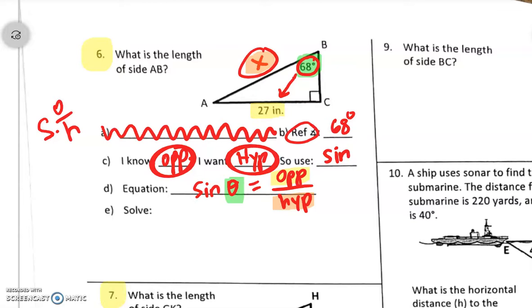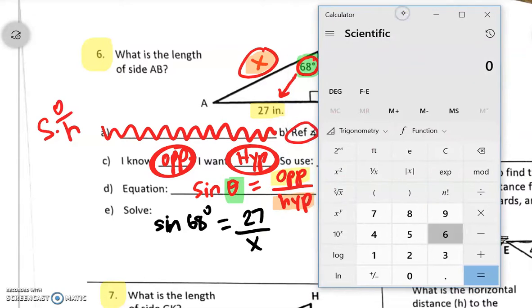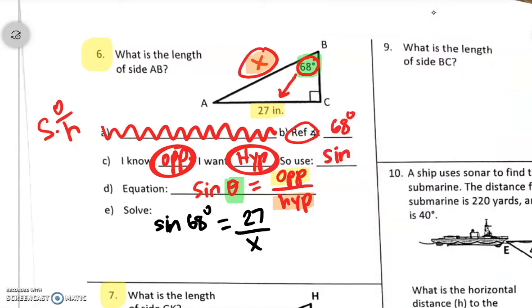So let's go ahead and plug those values in. So we're going to say the sine of angle theta, which is 68 degrees, is equal to the opposite side, 27, over the hypotenuse, which is x. And now we're going to convert sine 68. So we just punch that into our calculator to see what that ratio is. And this is where I want you to go to 5 decimal spots. So 0.92718 is good enough. So we're going to say 0.92718 is equal to 27 over x.